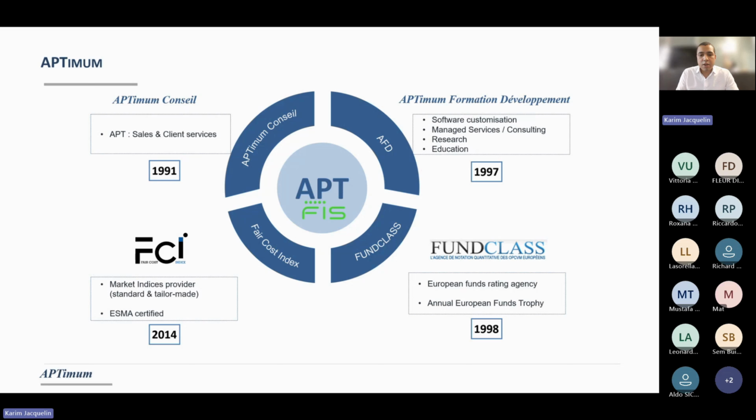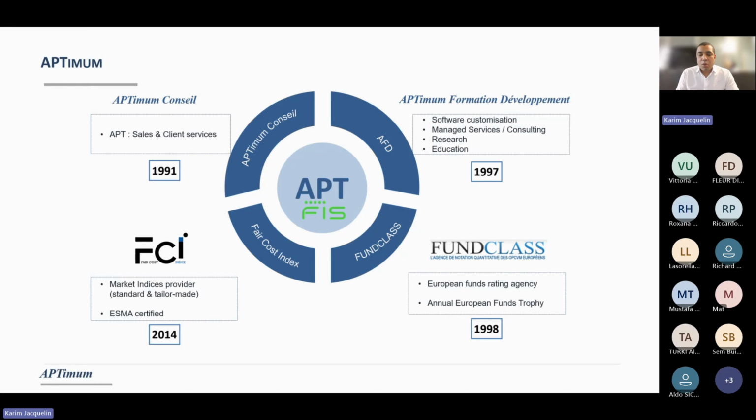APTimum is a Paris-based company, and its mission is to leverage the APT risk system. You can see in this slide that APT is at the heart of our activity. We have mainly 4 core businesses. The first one, under APTimum Conseil, is to sell this risk model to private banks, asset managers, family offices, pension plans, what we basically call the buy-side industry. We have been doing that for more than 30 years.